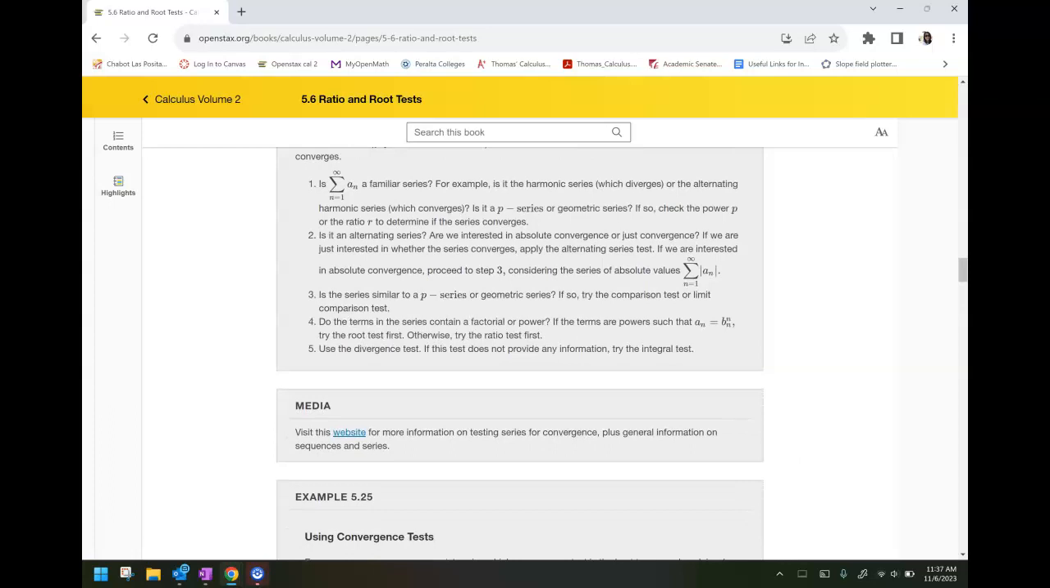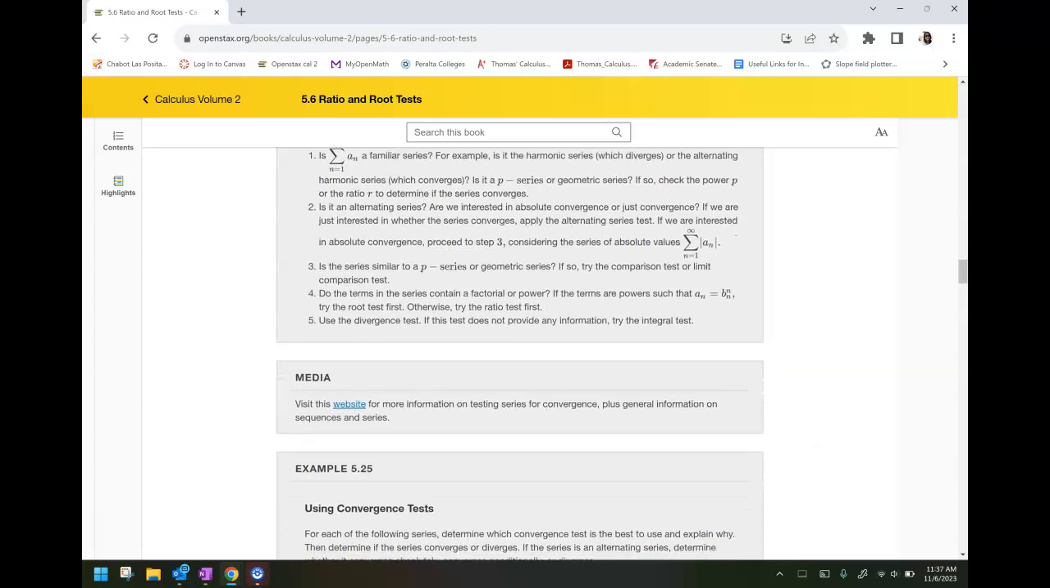The next step, is it similar to a p-series or geometric series? If so, try the comparison test or the limit comparison test. Do the terms contain a factorial or power? If the terms are powers such that a sub n equals b to the exponent n, then we try the root test. Otherwise, we try the ratio test first. Use the divergence test if the test does not provide any information, or we can try the integral test.